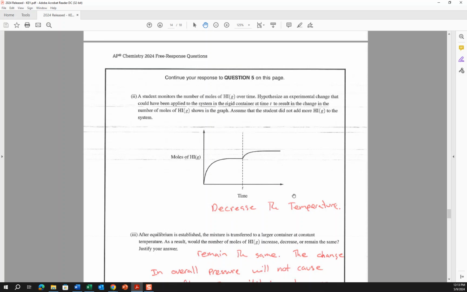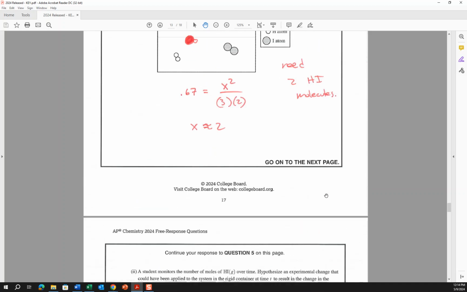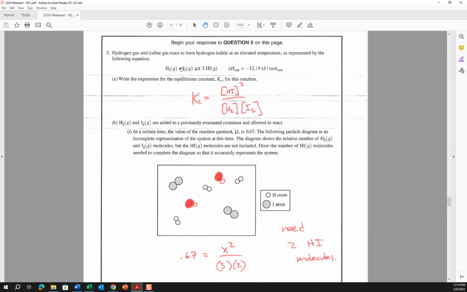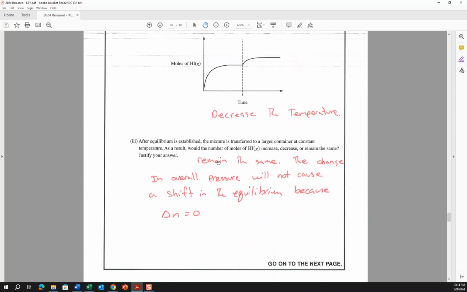And then part 3, after equilibrium is established, the mixture is transferred to a larger container. So remember, 2 moles of gas on this side, 2 moles of gas on that side. So changing the volume, which would be a change in pressure, will not cause a Le Chatelier's shift in this reaction because moles of gas are equal. So it's going to remain the same. The moles of HI are going to remain the same. All the partial pressures are going to decrease, but there's going to be no shift. So moles of HI would remain the same.